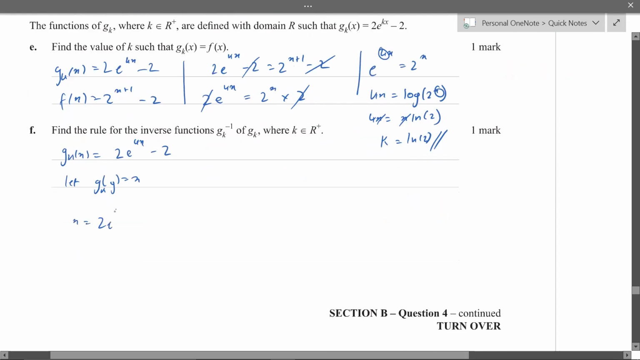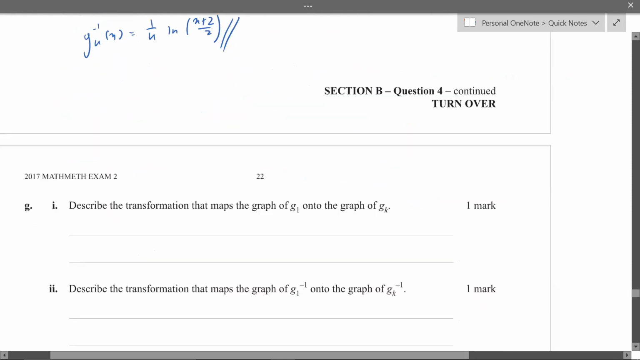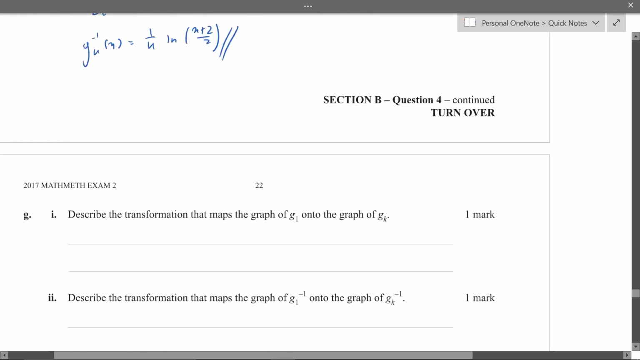X equals 2ky minus 2. And you can just rearrange that and you get gk inverse x equals 1 on k ln x plus 2 on 2. Transformation from g1 to gk.